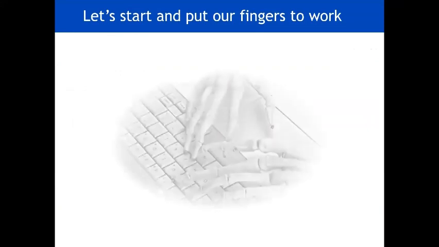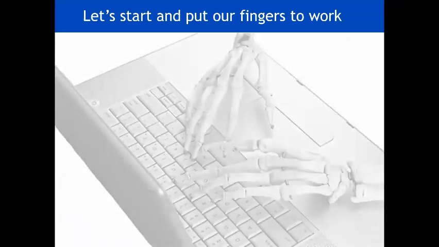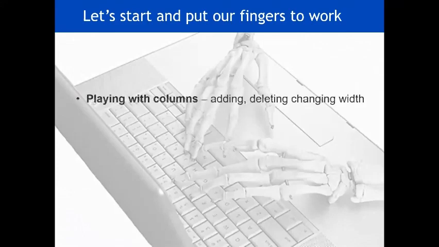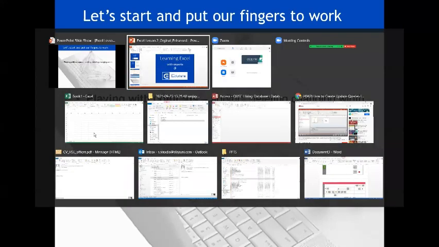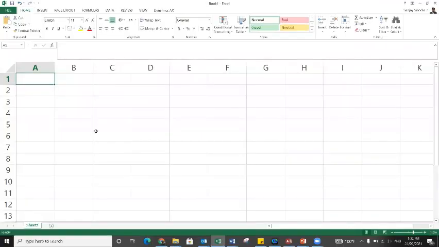And let's start and put our fingers to work. So we will learn to play around with columns. Here we go to the Excel sheet and let's assume we are entering some data points like 1, 3, 4, 6, 8. And after looking at the data set, we realized that, oops, we made a mistake and missed entering a couple of data points in this series.